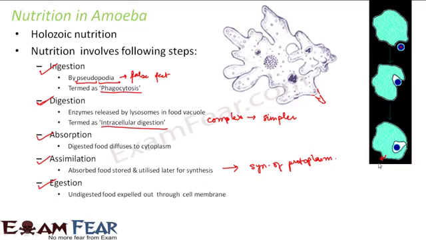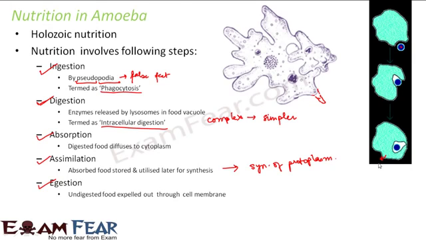So that is how the process of nutrition happens in the case of amoeba. Intake of food with the help of pseudopodia is known as phagocytosis. Then the digestion of food will happen within the cell with the help of the enzymes released by lysosomes. Then the digested food will be absorbed in the cytoplasm and assimilated, that is, stored and utilized later for synthesis. And the undigested food will be expelled out through the cell membrane, called egestion.